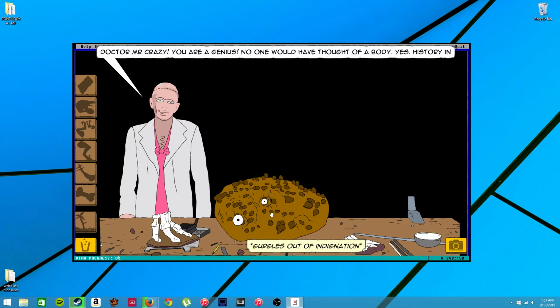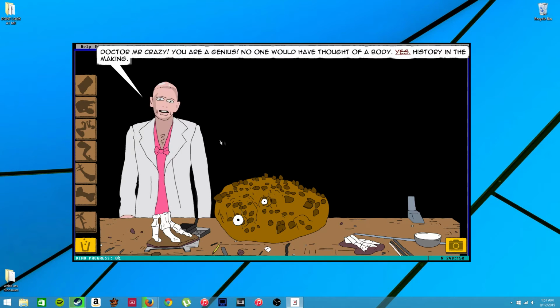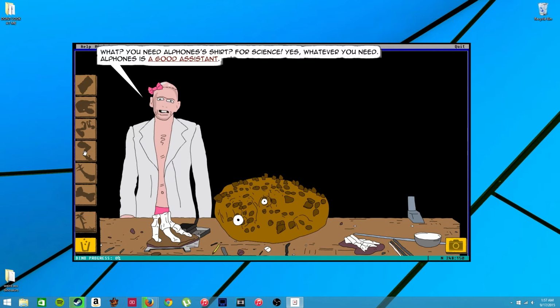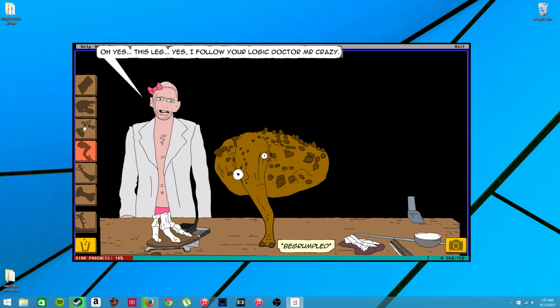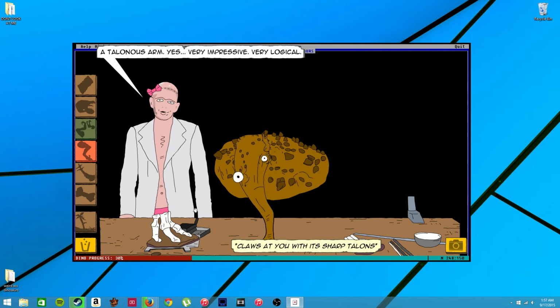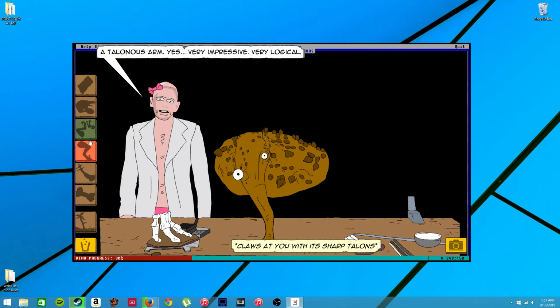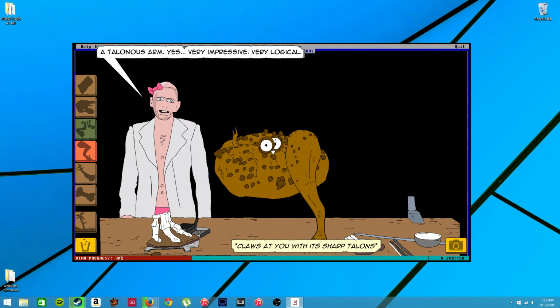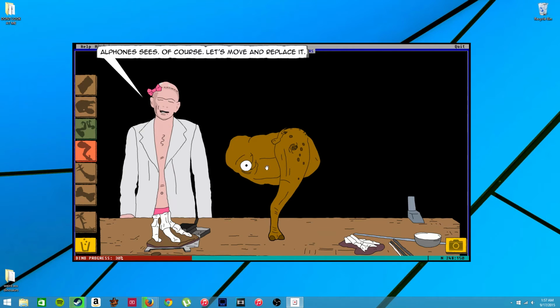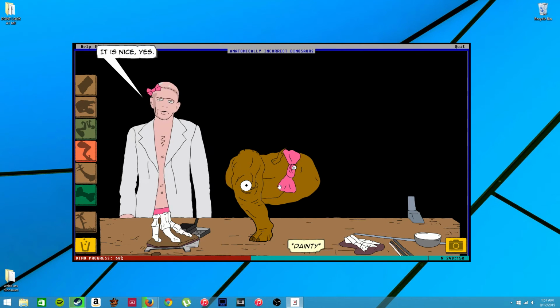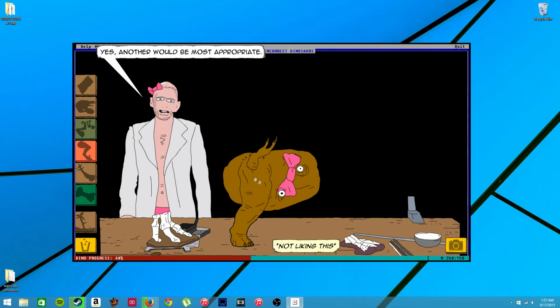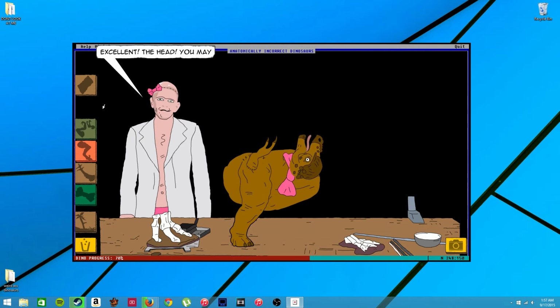Oh my god, what is that? Our form of radiation. Let's put a leg on that thing. What the fuck happened to me? My sweet geez, what's going on? Let's put a little bow on this thing. Let's put a head on it.